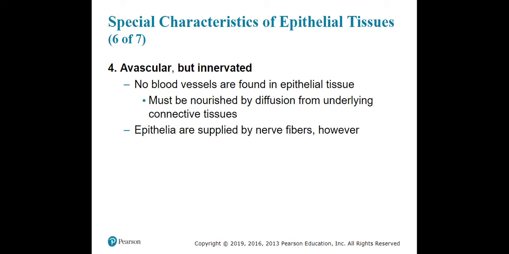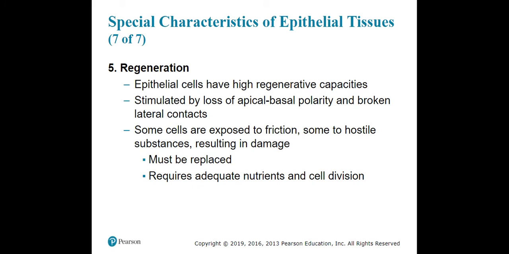The next thing is avascular but not innervated. No blood vessels are found in your epithelium tissue. Blood brings the nourishment, the oxygen and the nutrients, so it's nourished by the underlying connective tissue, which gives it the nutrients it needs. But it does have the nerve fibers. And it regenerates. The epithelial cells have high regenerative capacities.